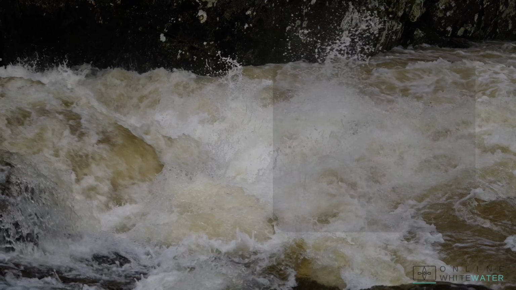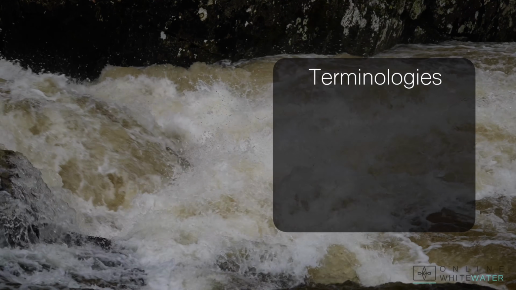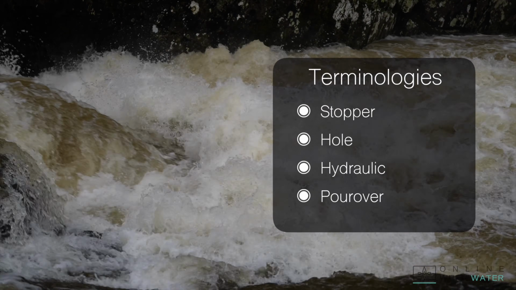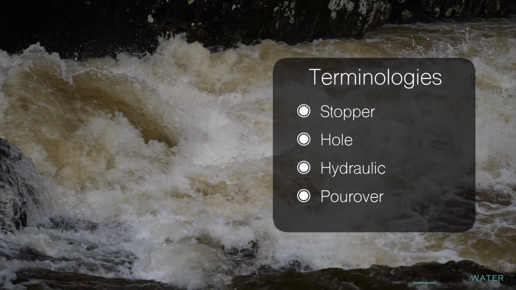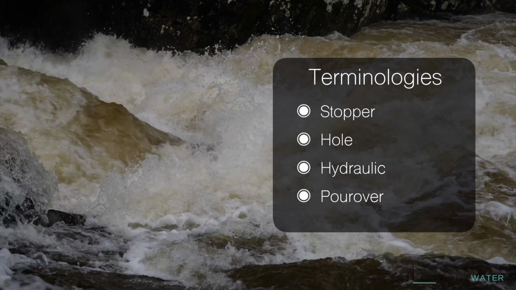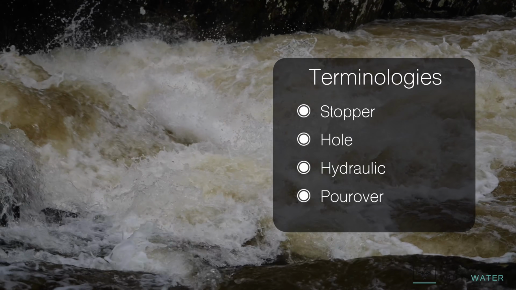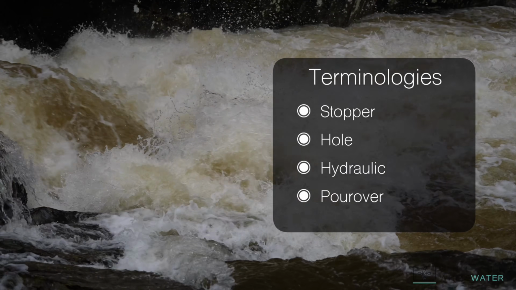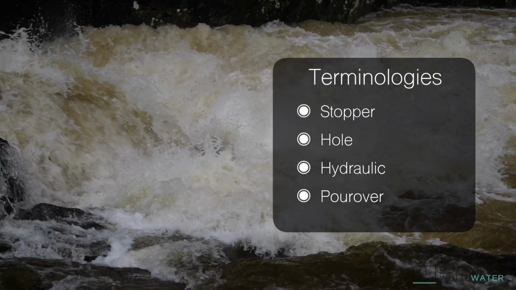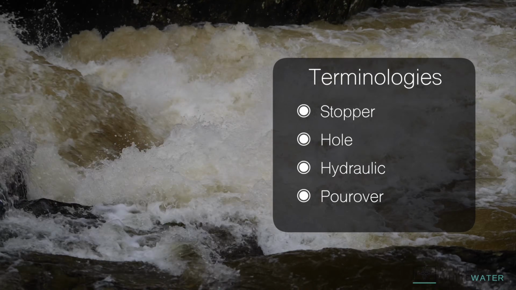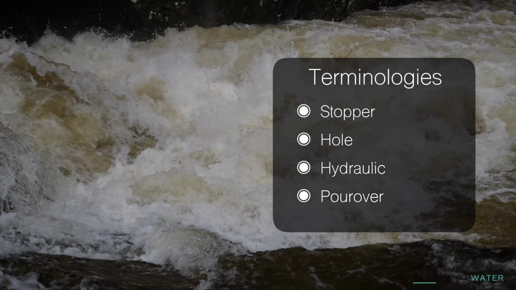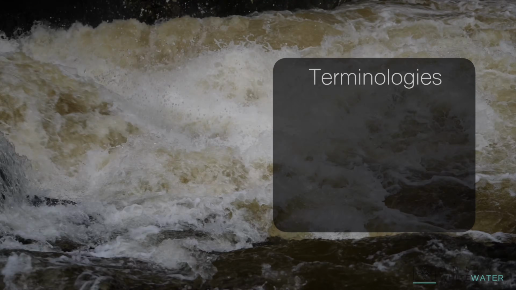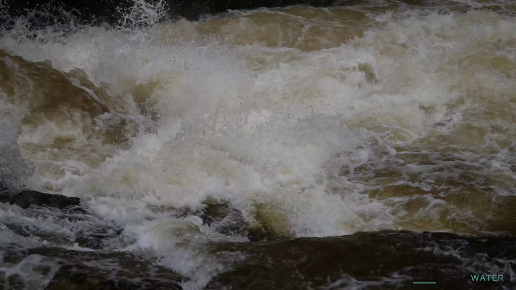So in this course, we're using the term stopper. However, there are other words to describe the same feature where water turns back on itself and heads back upstream. It could be called a hole or a hydraulic or even a pour over. A hole and a hydraulic are effectively the same thing as a stopper, just different words. However, a pour over is a specific type of stopper, maybe where the flow of water coming into the stopper is quite steep, where it's pouring over a rock or a boulder. So just remember, there are different words that we can use to describe a stopper.